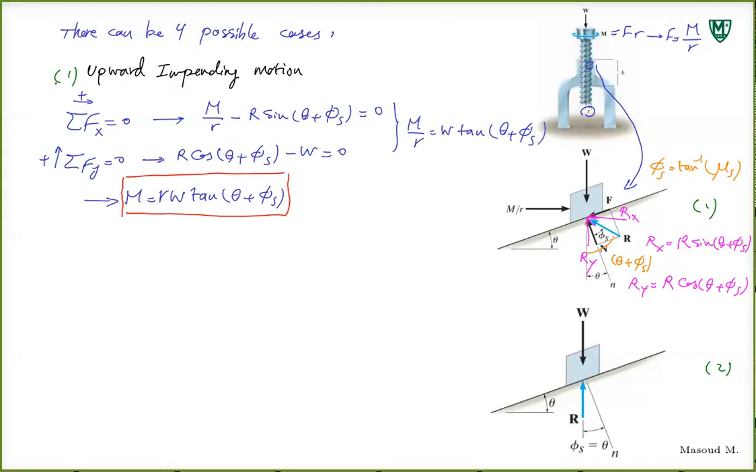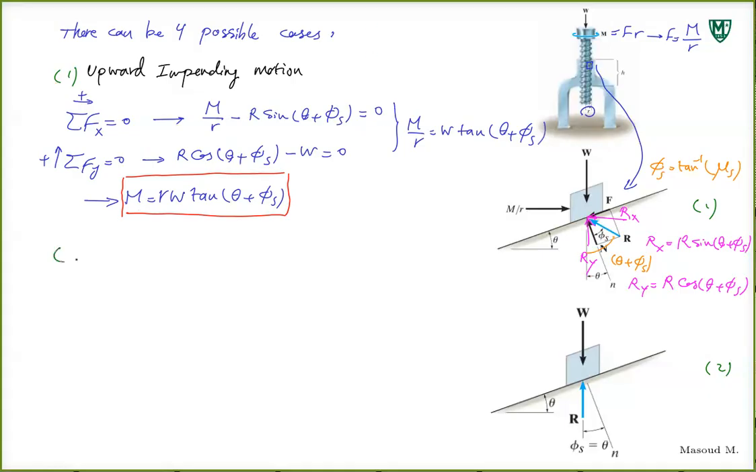Remember, when you're in upward impending motion, we're just on case 1. The relationship between moment applied to the screw, the radius of the screw, the weight, whatever weight is on the screw, we want to lift it up. Phi s is the angle of static friction, and theta is the lead angle. All right. That one was for case 1.